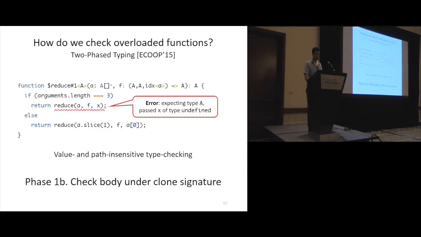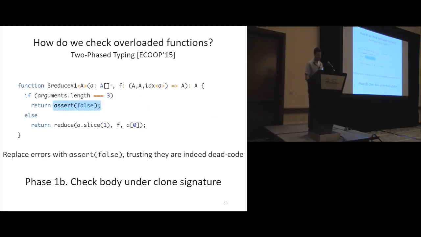However, this part is a value and path insensitive type checking process. So we're going to inadvertently reach some errors due to value insensitivity. At this point, instead of rejecting this program, we're going to be replacing the erroneous expressions with assertions for false. Basically, we're trusting that this is going to be indeed dead code.